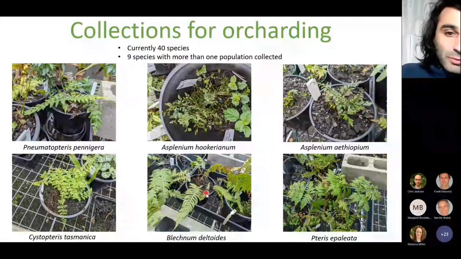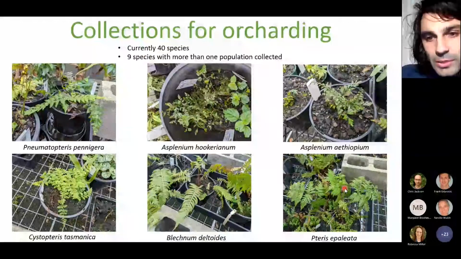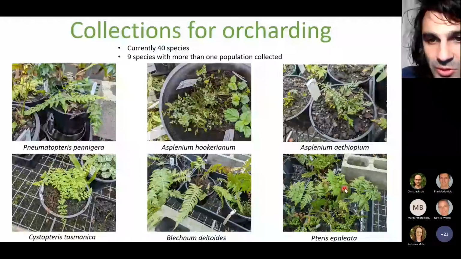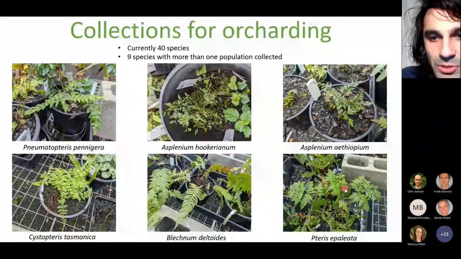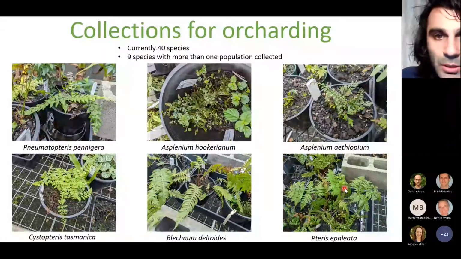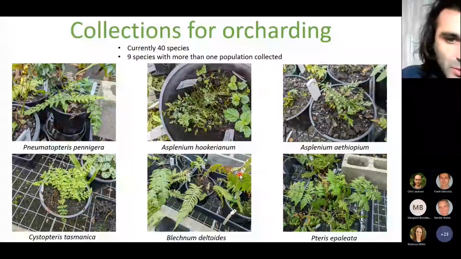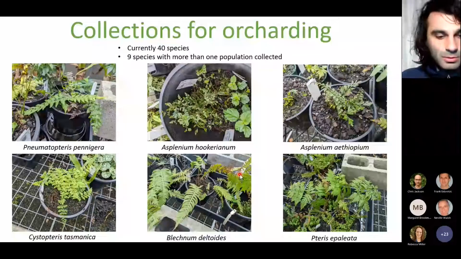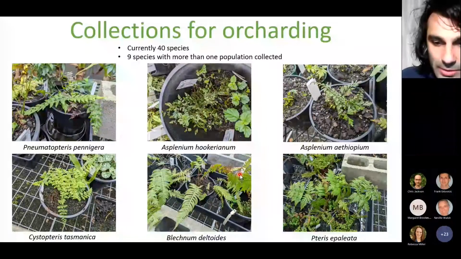Pleurosorus deltoides, it's only known from Bryce Gorge, which was that place that I showed in the talk previously. That's this location for Asplenium hookerianum as well. And Pteris paleata, which is a species that I've recently described, split off from Pteris comans, which is now only found in the tropical Pacific. So all these species are threatened species, and they're all growing quite well in the Melbourne Gardens. So they're exciting prospects.